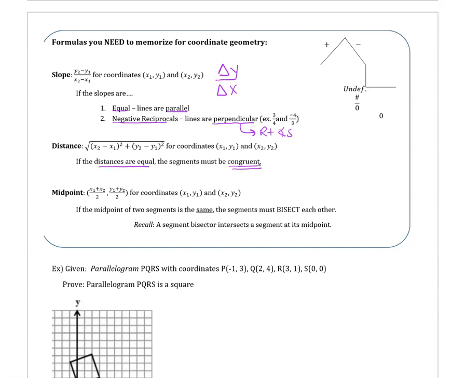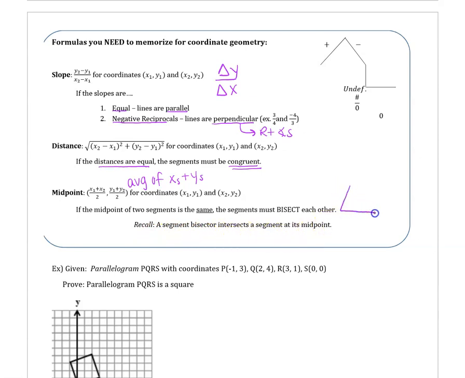Lastly, we have our midpoint formula, which I like to think of as the average of the x's and the y's for 2 points given, because you're seeing the x's added up divided by 2 and the y's added up divided by 2. The only time we really use midpoint is when we're looking to prove that segments bisect each other. So if the midpoint of 2 segments is the same, the segments must be bisecting each other, and that's because a segment bisector intersects a segment at its midpoint.